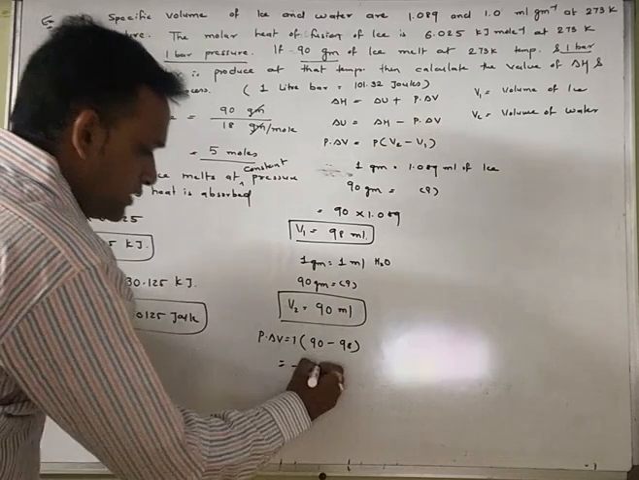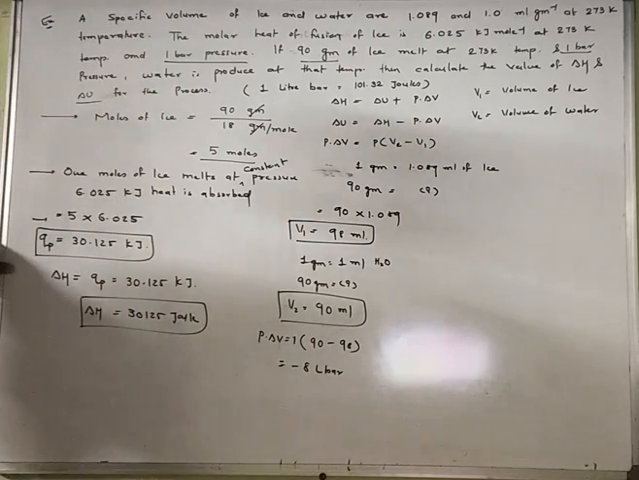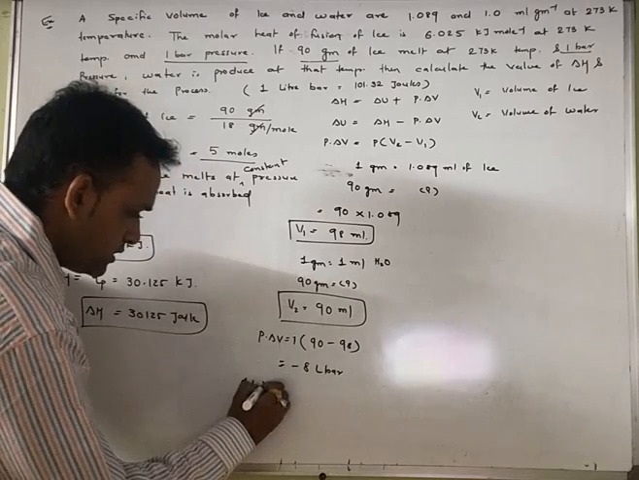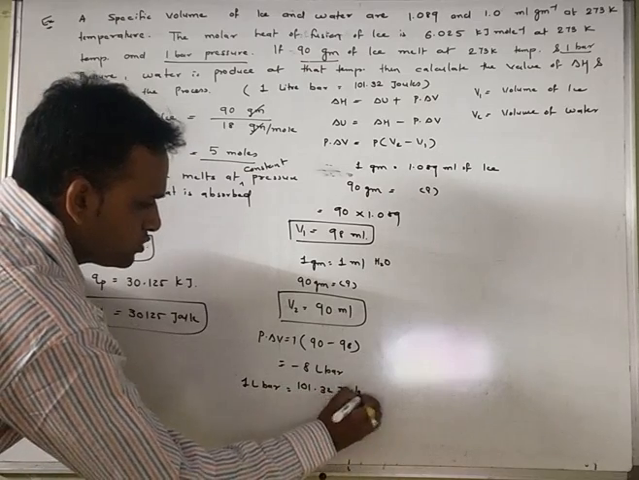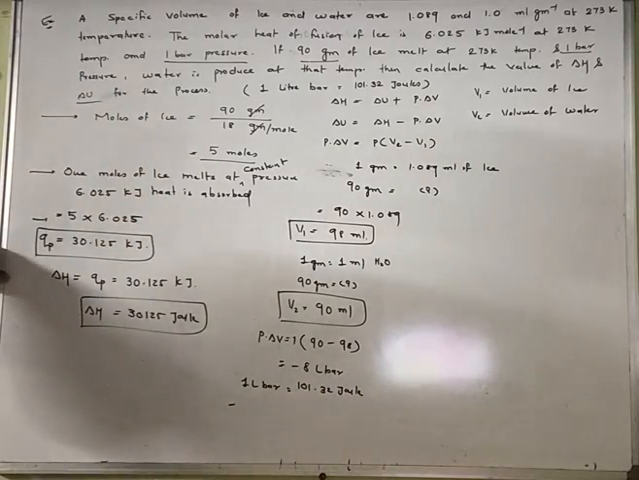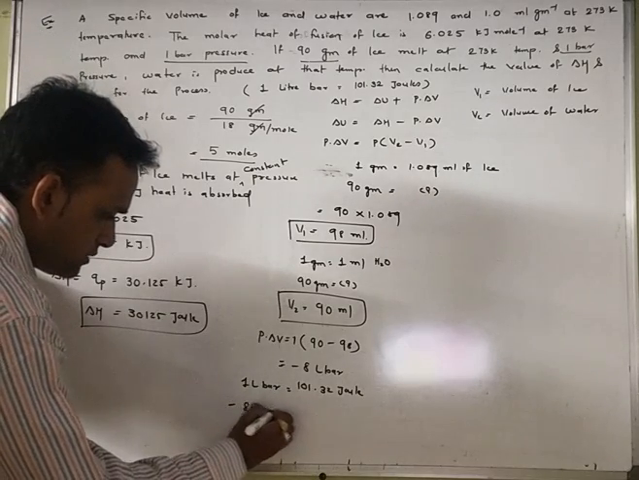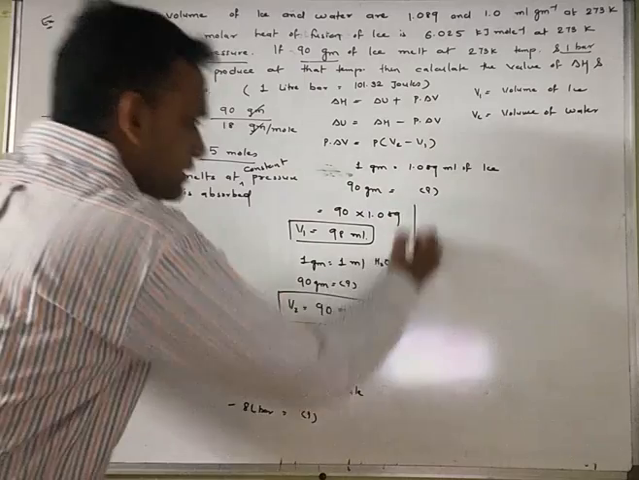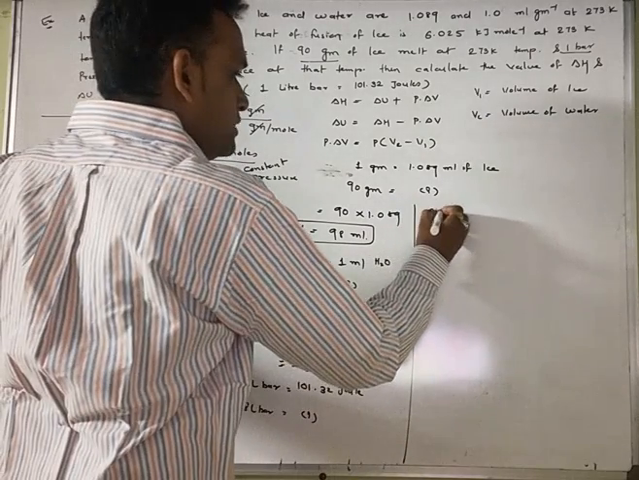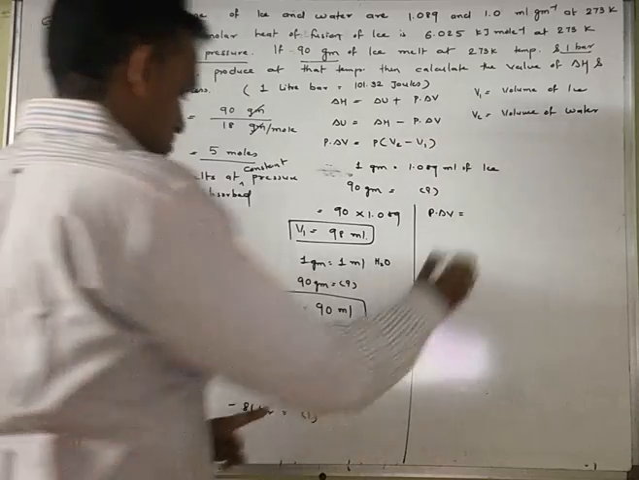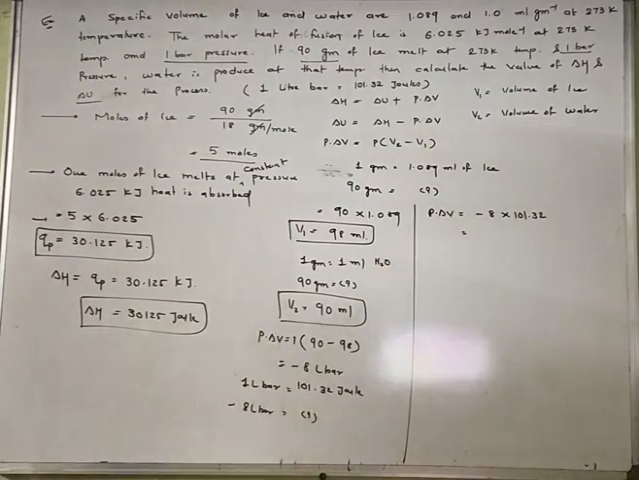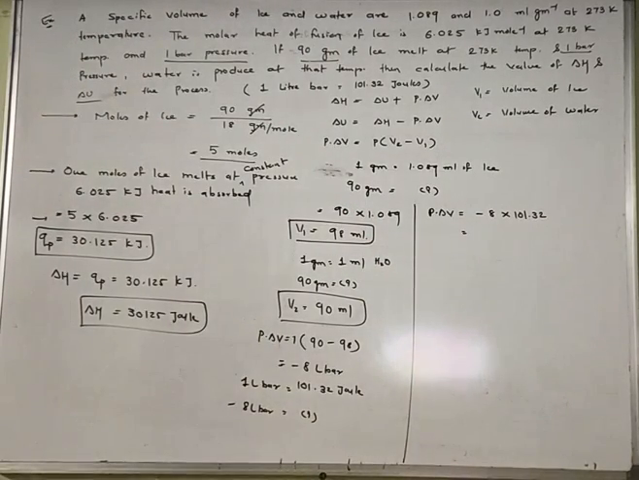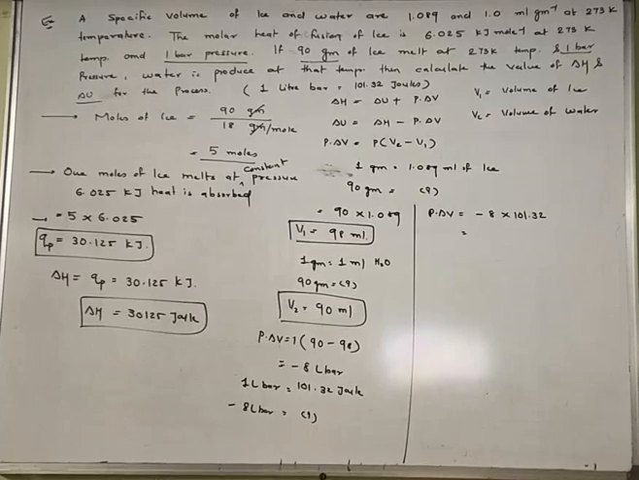Understand? Liter into bar. Now you all know that 1 liter bar is equal to 101.32 joule. So minus 8 liter bar is equal to how much? So I can say here that P into delta V is equal to minus 8 into 101.32. So put the value, you can get the answer. Let's calculate, how much will it come?